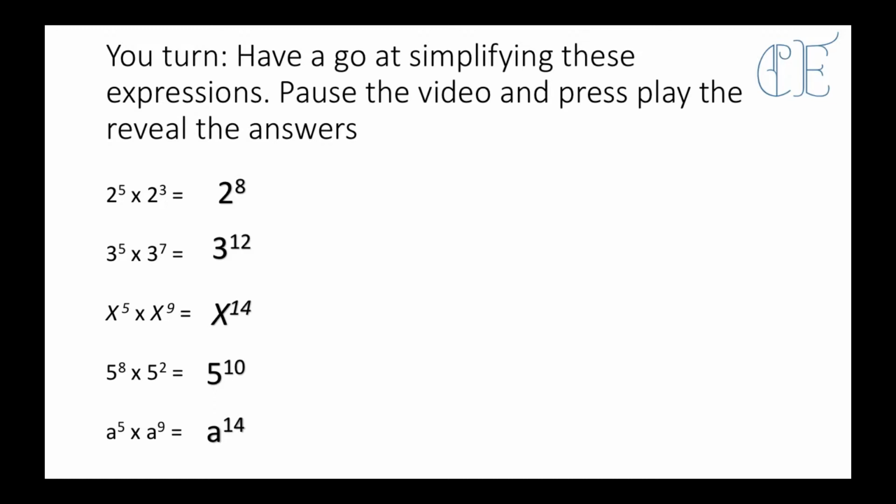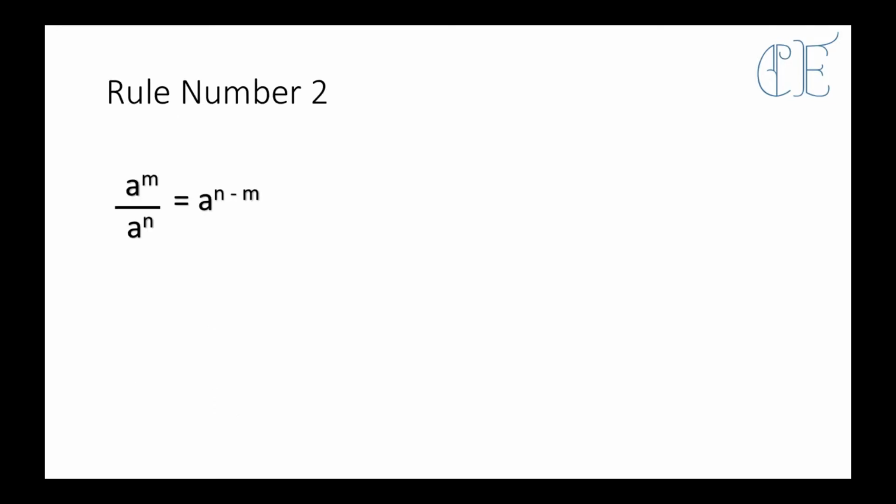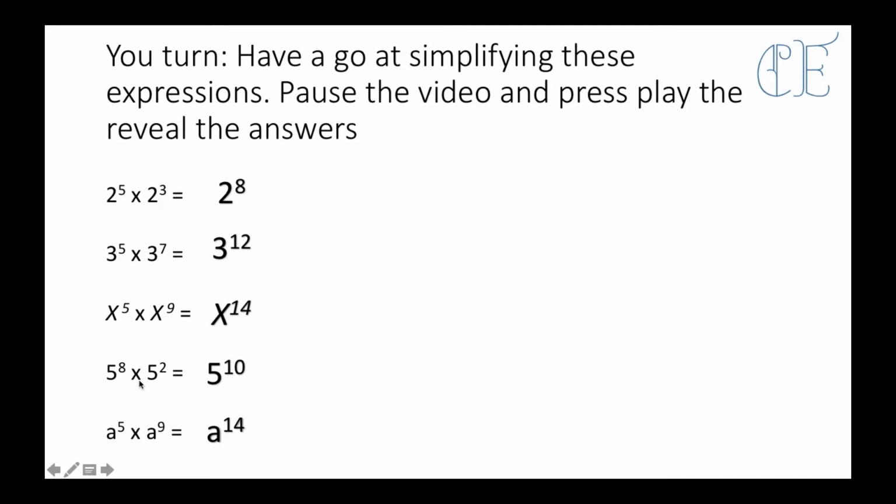So let's move on then to rule number 2. So rule number 2, this looks like a really complicated rule, but it isn't. So this is when we are dividing numbers. So previously, as you can see, we were timesing them.